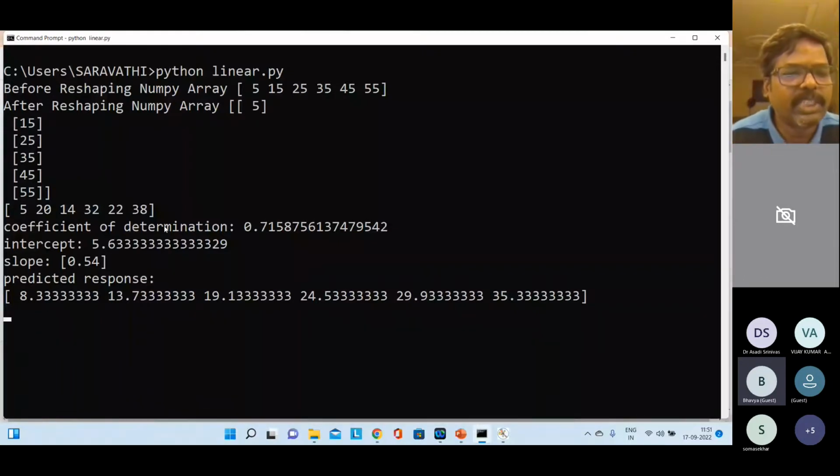I'm finding the coefficient value by using y equals mx plus c. Coefficient of determination 0.71, intercept value 5.61, slope I got 0.54, and the predicted y values like 8.33 based on the x values. That means we have existing data and we are predicting the future data.